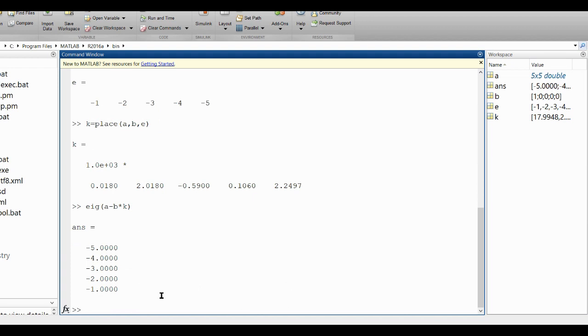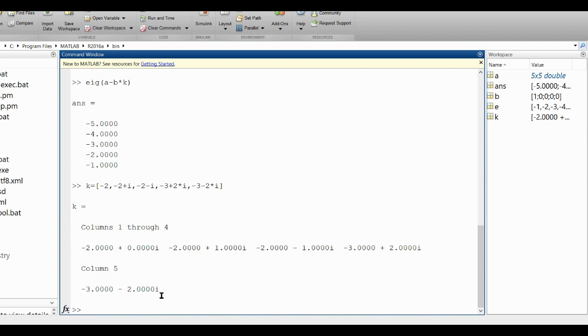We can place complex poles also. If we have repeated poles, it's a slightly different matter. This command may not work, but there are other ways to do it, but let us not go to that yet. E equals, let us say minus 2 plus i, minus 2 minus i. See, complex conjugate pairs. Minus 3 plus 2 times i, minus 3 minus 2 times i. Let us say these are our desired poles.